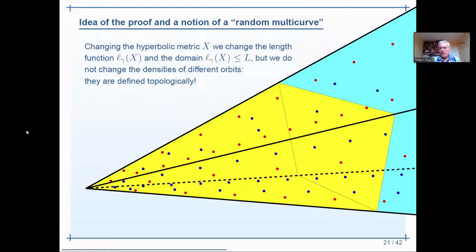But basically the frequencies are purely an auxiliary notion. We use this metric only temporarily. We could use any other reasonable way to exhaust our polyhedral cone, and the sets of blue points and red points are already defined. So their frequencies are defined no matter what hyperbolic metric or what other reasonable way to exhaust our space we use.